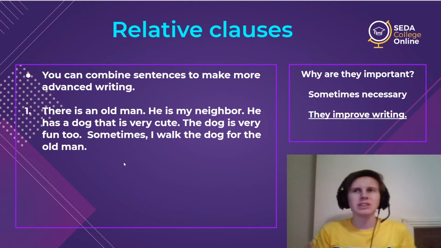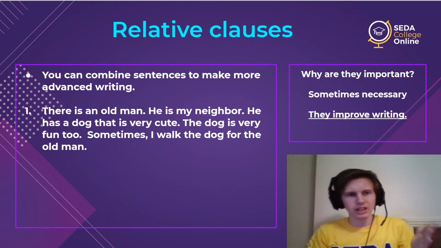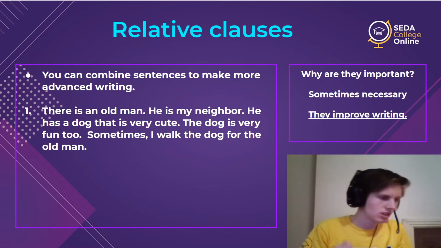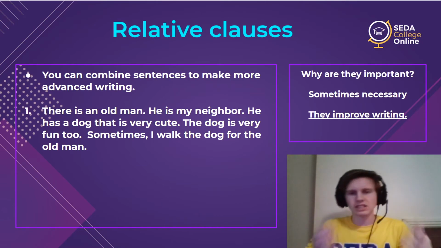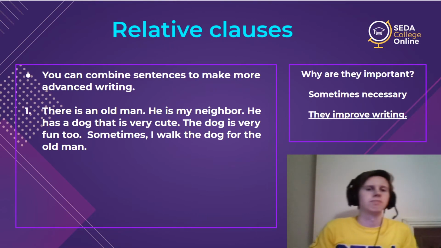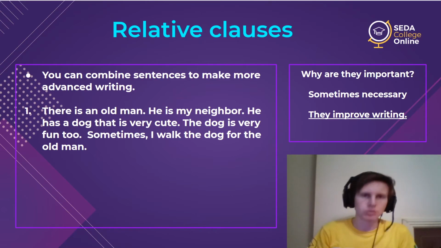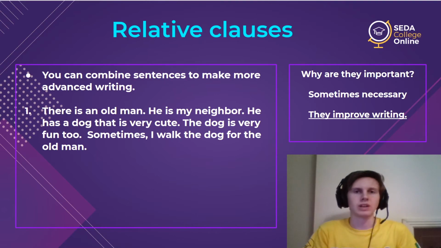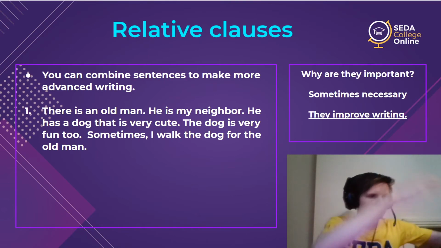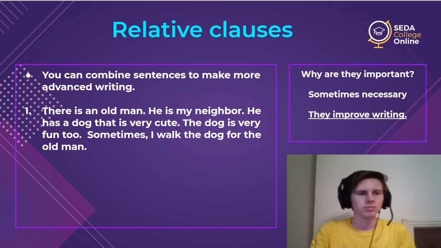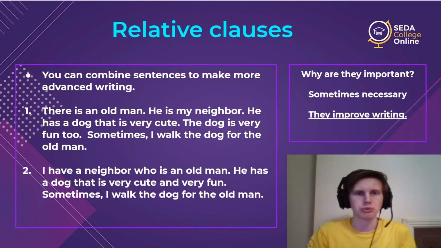But it's a little robotic. There is an old man. He is my neighbor. He has a dog. It's just sentence, sentence, sentence. Subject, subject, subject. So we can use relative clauses to really boost this story and make it a lot more advanced and to help it connect and flow together better. So how? Let's look at version 2.